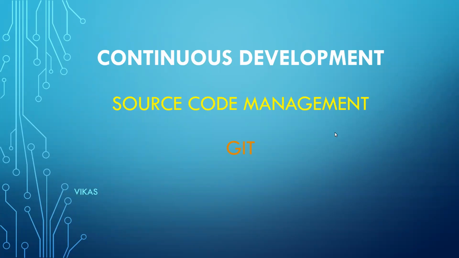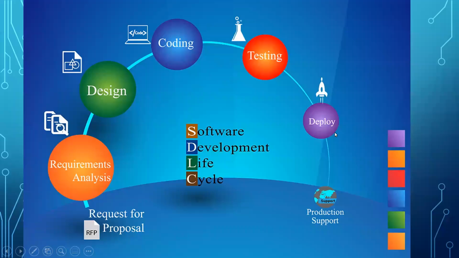So when we talk about our SDLC, software development lifecycle, we know that there is a phase called the coding phase where the developer will start writing the code. He will write the code, and based on that, the functionality will be taking place. So I'm expecting my developer to change the code, to write the code at a regular interval.